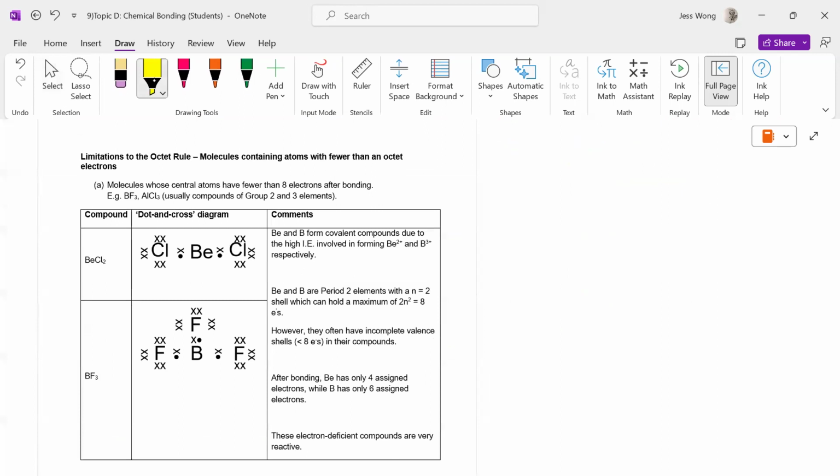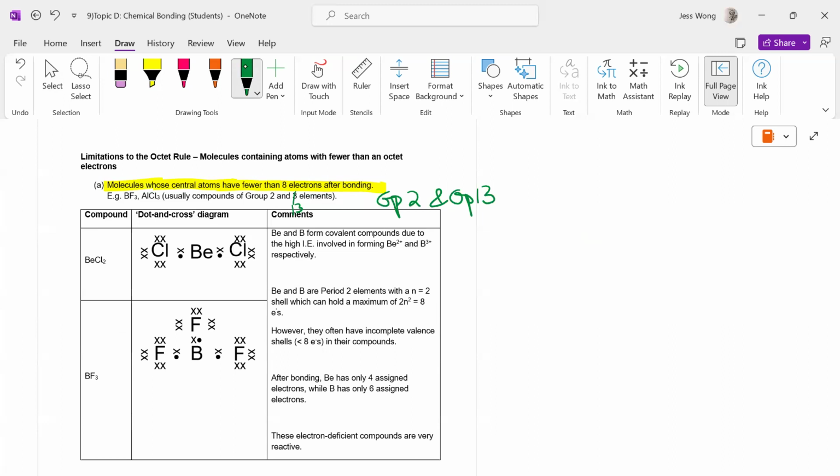First situation: this is a case whereby the central atoms have fewer than 8 electrons, and it's okay. You'll find that usually they are the group 2 and group 13 elements. It is fine for them to have less than an octet. If you find after drawing that they have less than an octet, you don't need to try multiple bonds to make it an octet. It's not necessary, because for group 2 and group 13 elements, it's fine for them to have less than an octet. Why?